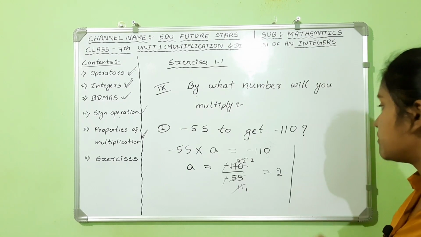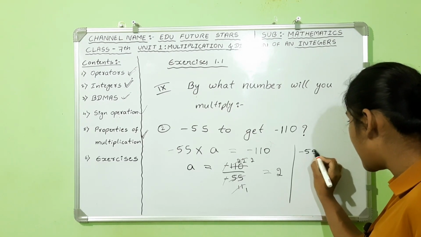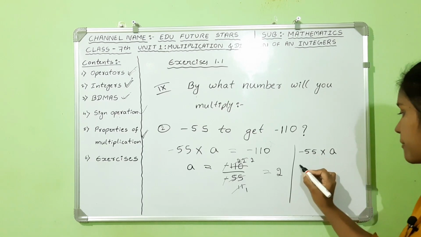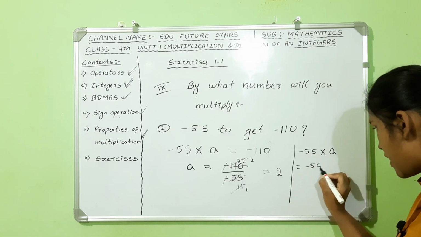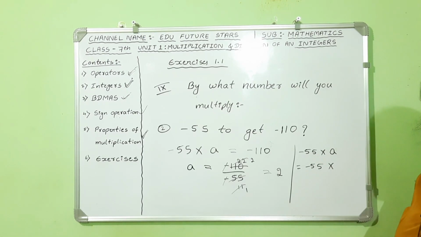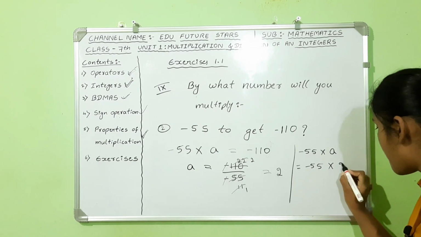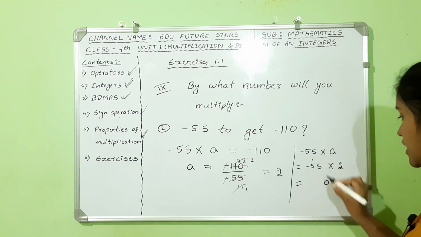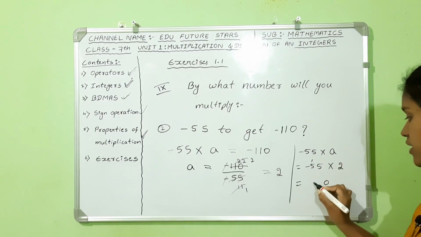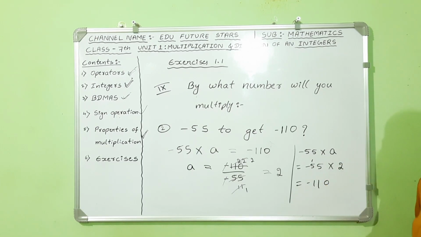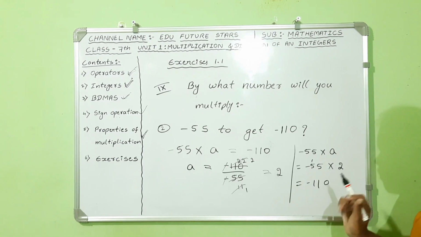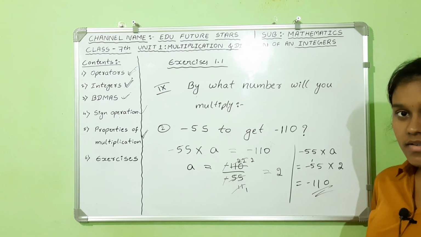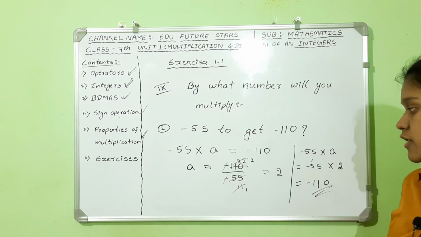Let's verify this. Minus 55 into A, okay, minus 55 into A value, which is positive 2. 5 2s is 10, 1 carry, 5 2s are 10, 10 plus 1 is 11. So, we got negative 110 as the answer, right? It is satisfied. Now, we have verified the answer also.